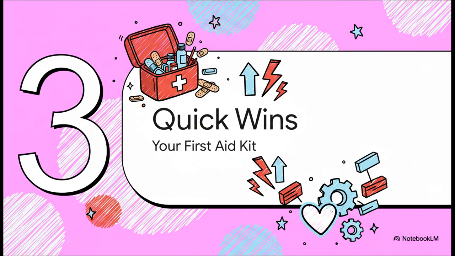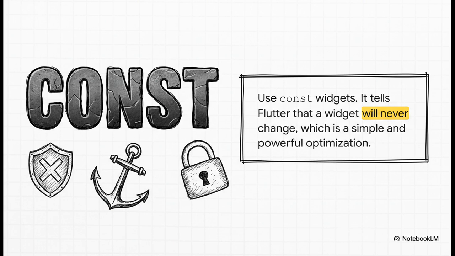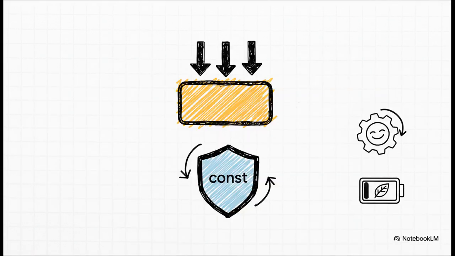Okay, that's enough theory. Let's get our hands dirty. Let's crack open the Performance First Aid Kit and look at a few super simple, high-impact changes you can make. Like, right now. Seriously, this might be your new favorite keyword, const. It's like a secret weapon for performance. All it does is tell Flutter, hey, this widget and everything inside of it, it's never ever going to change. It's constant. So many of us just forget to use it, but it is hands down one of the easiest performance wins you will ever find. And this is why it's so powerful.